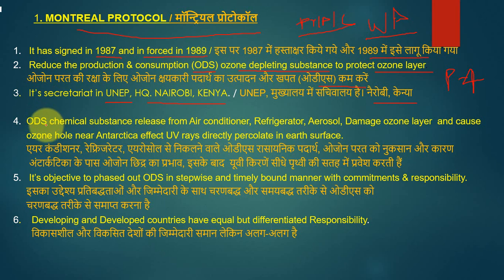Now ozone depleting substances, ODS, are chemical substances released from air conditioner, refrigerator, aerosol, which damage the ozone layer and cause the ozone hole near Antarctica. Yes, friend. So ozone hole, why in Antarctica? Just try to ask your question. Why is it Antarctica? What is the reason behind that?